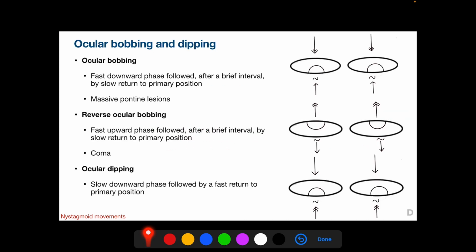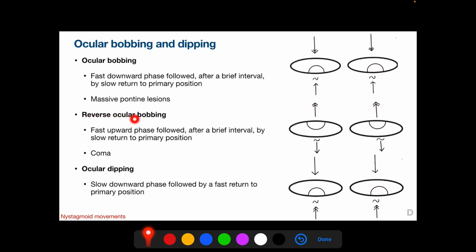Ocular bobbing and dipping occur with severe neurological deficits. In ocular bobbing, which occurs with massive pontine lesion, a fast phase moves the eye downward from the primary position to a downward position, and the eye remains in that downward position for a brief interval, followed by a slow movement which returns the eye from the downward position back to the primary position.